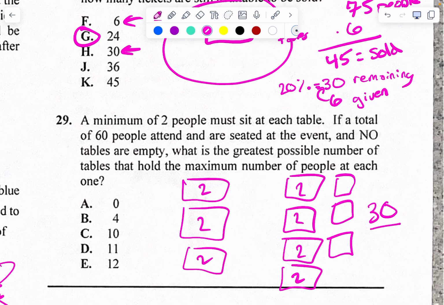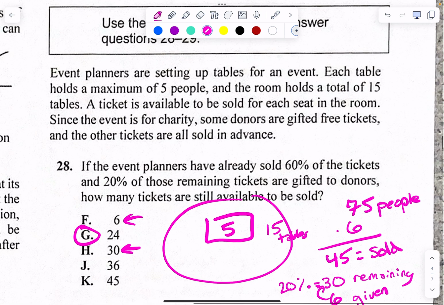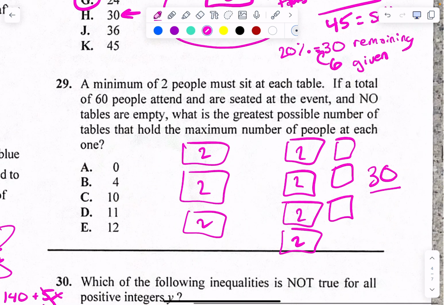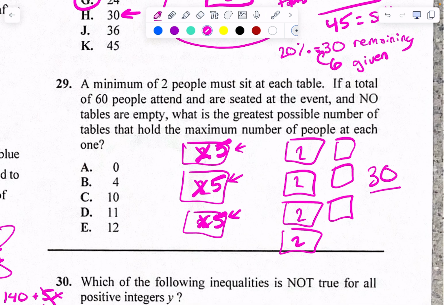tables to hold the maximum number of people. There can be 5 at each table, which means I'm going to change this to a 5, this to a 5, and this to a 5. So I've added 3 here, 3 here, 3 here, right? How many tables will be full?